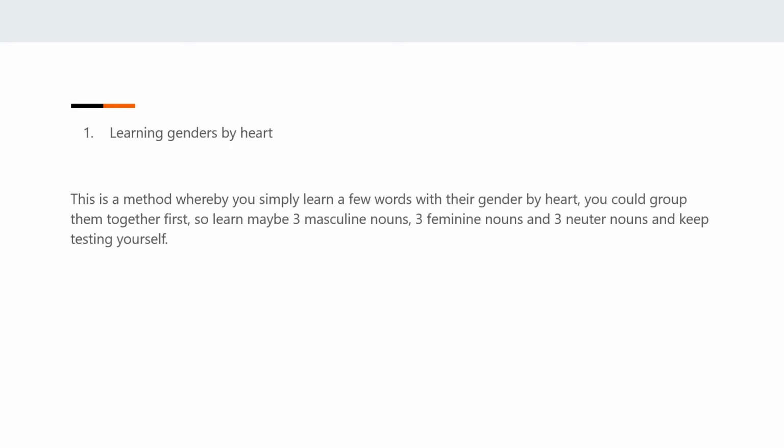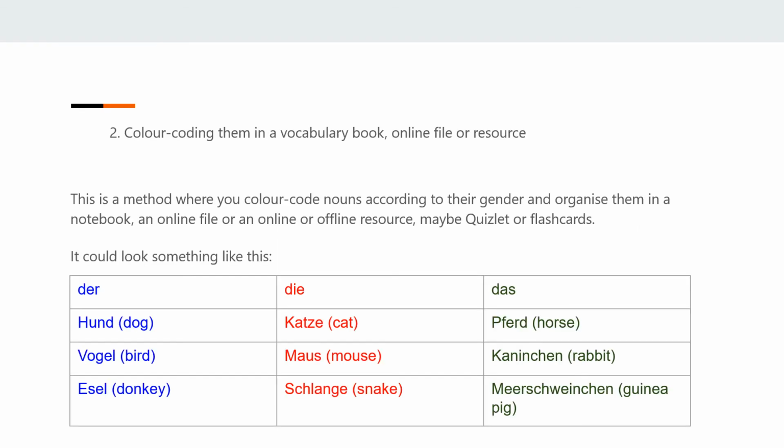So number 1 then will be to learn genders by heart. So you maybe learn a few masculine nouns one day, feminine ones the next day, etc. Then you would keep testing yourself or get someone to test you, or maybe even use something like Quizlet, something online where you can create flashcards and activities to check whether you have learned them and whether you can recall them. So number 2 would be to color code them. So you'd use 3 colors for the 3 genders, either again using paper, doing that on the computer, or possibly even using an online resource.